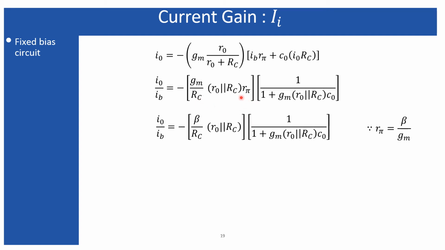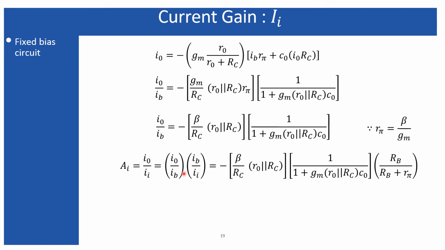Here if you replace this R pi as beta by gm, this gm will be cancelled from here, and beta divided by RC will appear in this expression. And the final expression for the current gain will be like this. So along with this ratio, this factor will be included over here.